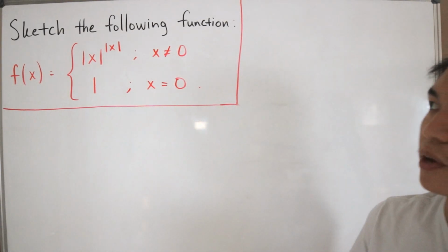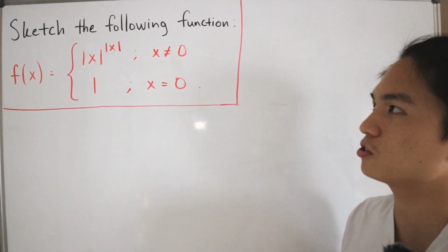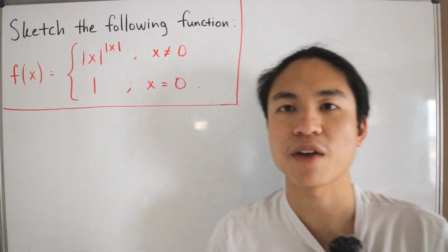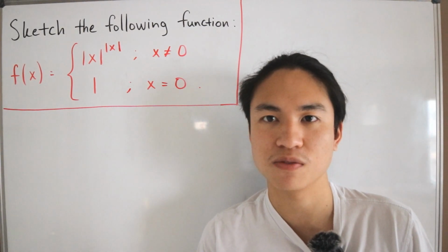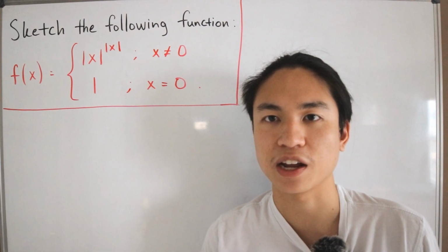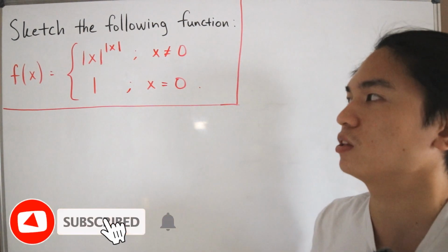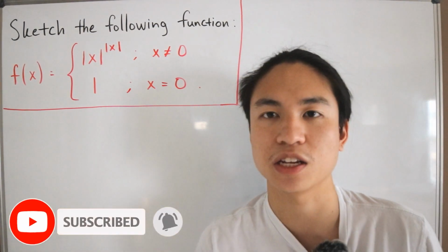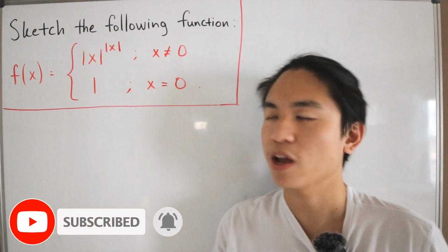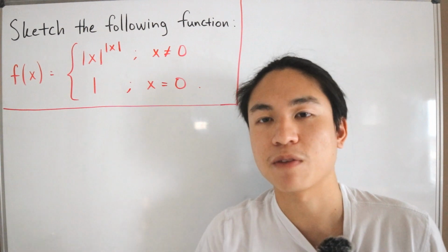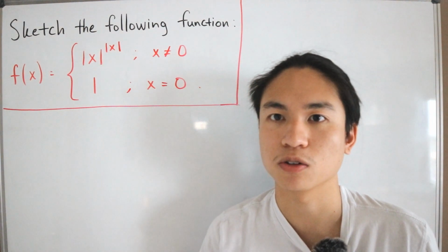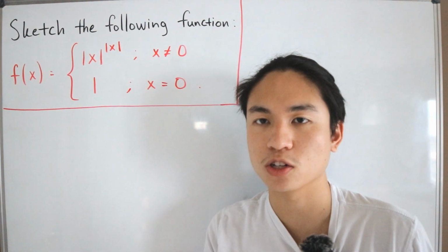So here we have a nice little calculus exercise we'd like to do, and that is to sketch the following function. We have that f of x is equal to the absolute value of x raised to the absolute value of x for x does not equal 0, and we have another output that is 1 such that x equals 0. So we have something, of course, with a piecewise function yet again, but we have an absolute value raised to an absolute value, so that's something to consider more of a case-by-case situation.